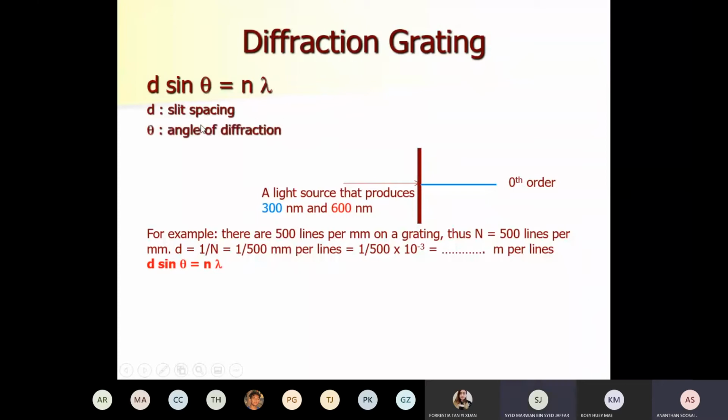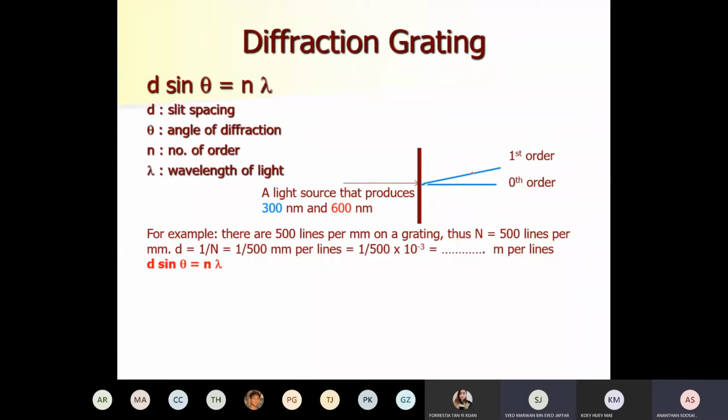Next, theta stands for the angle of diffraction. What is the angle of diffraction? You see this diagram here. First we go for the angle of diffraction, and this is your angle of diffraction. The angle of diffraction is this in this diagram.